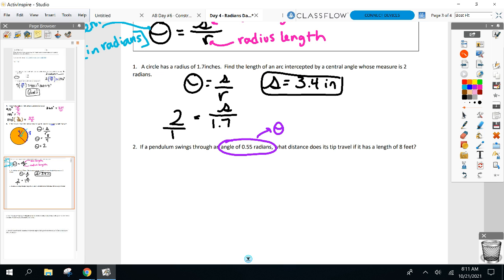What distance does it travel? So here you go. You got your pendulum here, going back and forth. And I want to know what distance does it travel? What am I making right here? An arc length. That's what I'm solving for, right? The arc length. And what's the pendulum end up being? 8 feet. Which is my what in the formula? Radius. Okay, the length of the pendulum is your radius. How far it travels is your arc length. The angle that it makes is theta.